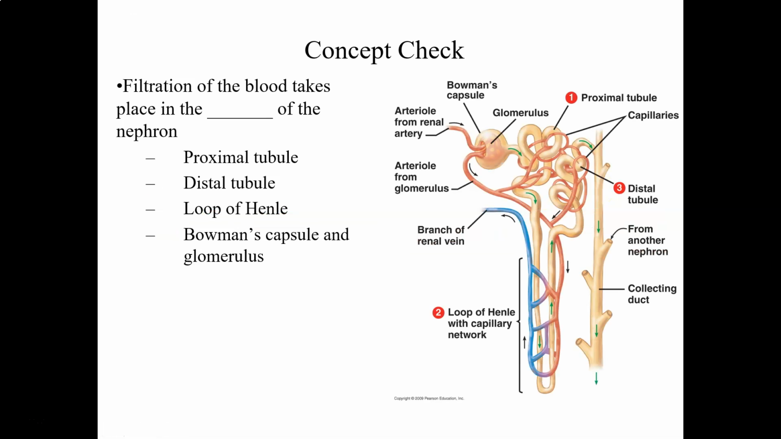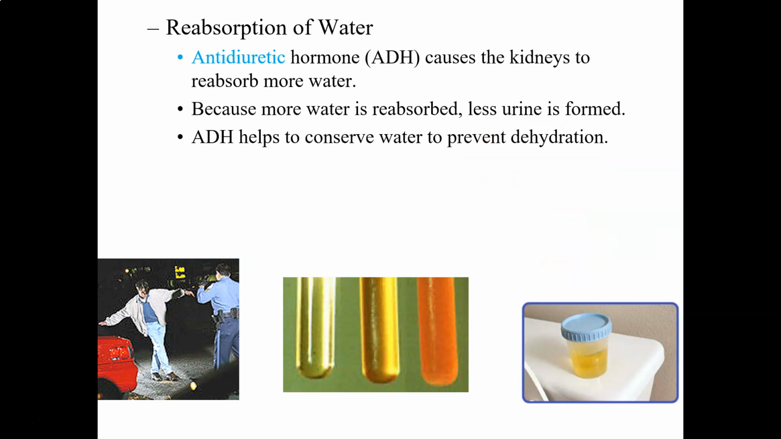Filtration of the blood takes place in the Bowman's capsule and the glomerulus. So filtration is happening here. The reabsorption and secretion happens in the rest of the nephron: the proximal convoluted tubule, loop of Henle, and distal convoluted tubule. A little bit can happen at the collecting duct too, but we won't talk about that so much. How do the following hormones influence urine formation?